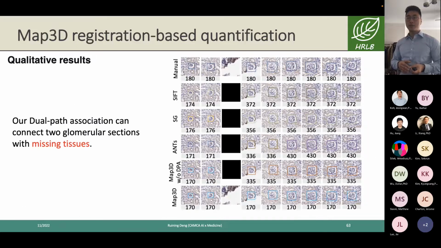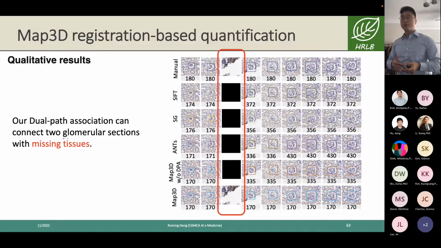And if we take a look at the qualitative results, in the middle part we have missing tissue, and our dual-pass association can connect two glomerular sections with missing tissue, which means that the 170 glomeruli can be associated well with our Map3D pipeline.